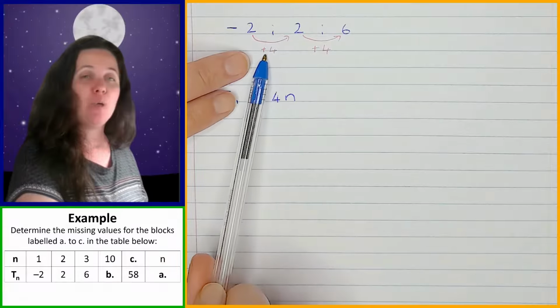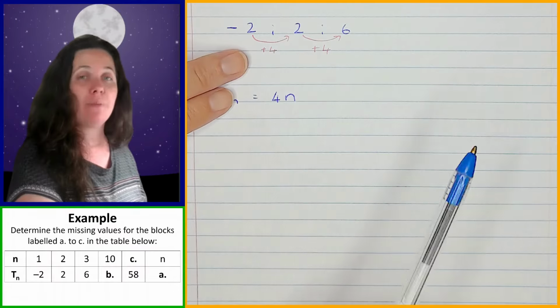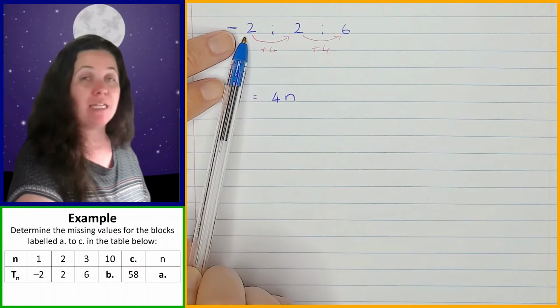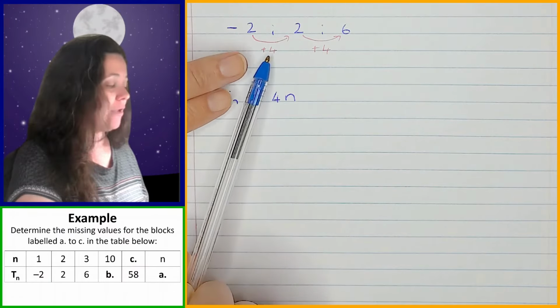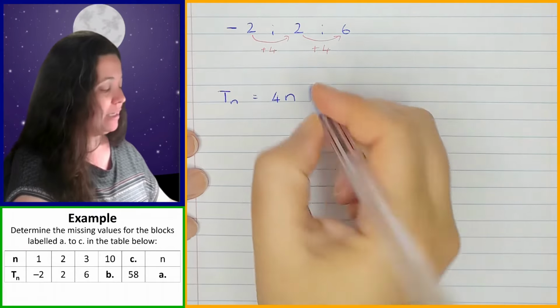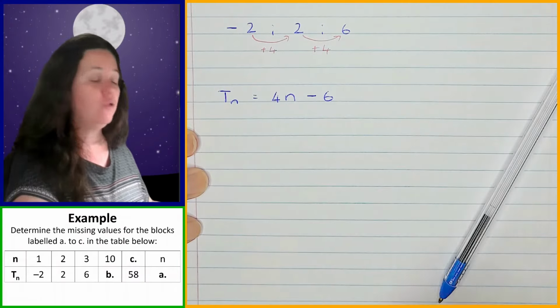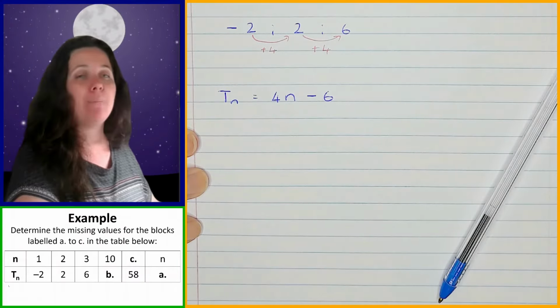So I need to see how do I get from the 4 to the negative 2, because my first term of that pattern would be 4, but it's not, it's negative 2. So how do I get from 4 to negative 2? I need to subtract 6. So over here, I'm going to subtract 6. So now that means that my rule is going to be 4n minus 6.